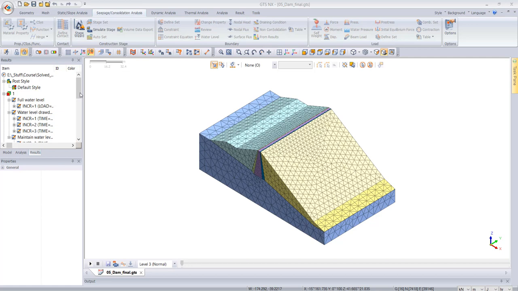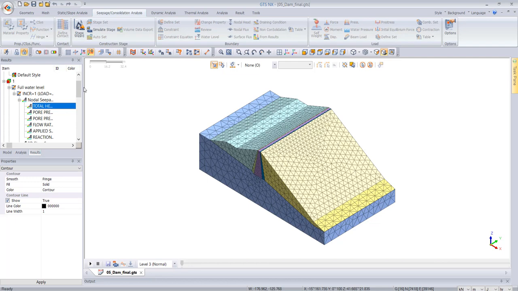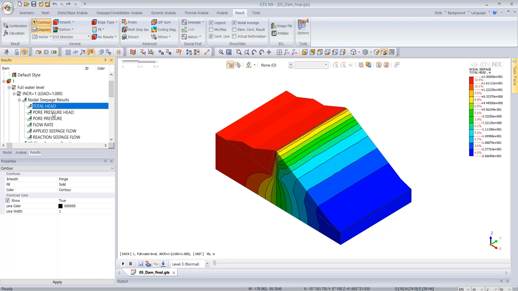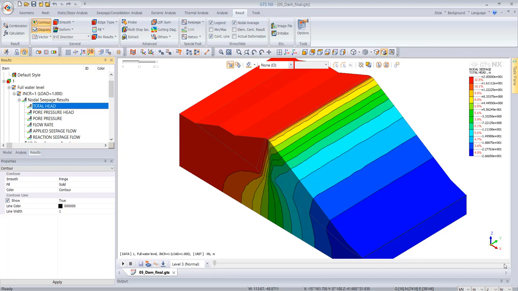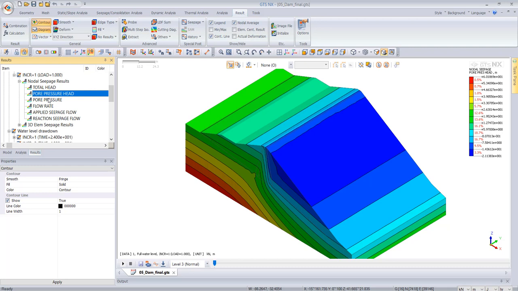Now we can start with viewing our results. When we consider the nodal case, we can start to look at the total head. As we can see here, this is the total head. So as we can see from the last case, and this is the pore water pressure, we can see the values here.